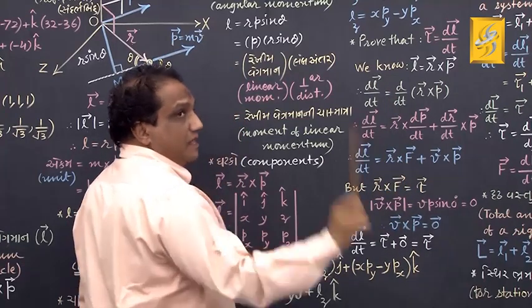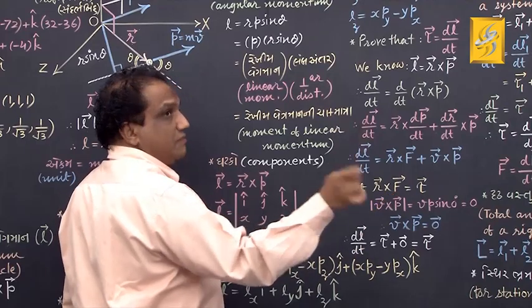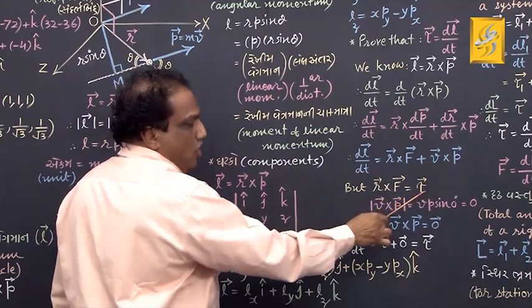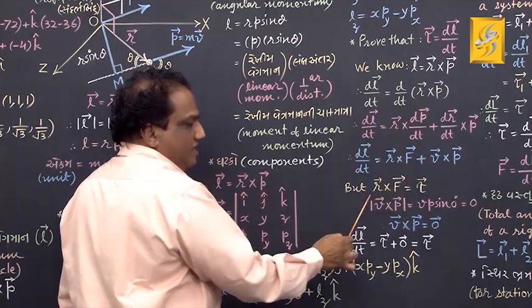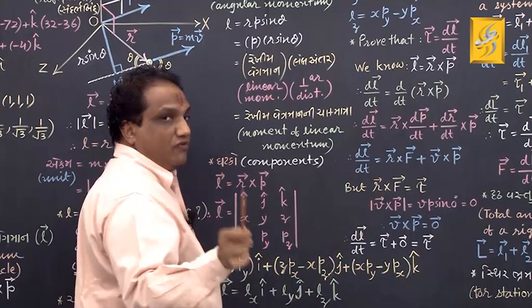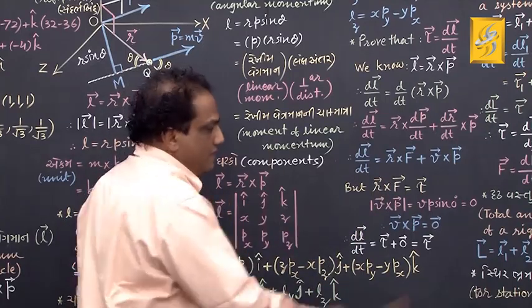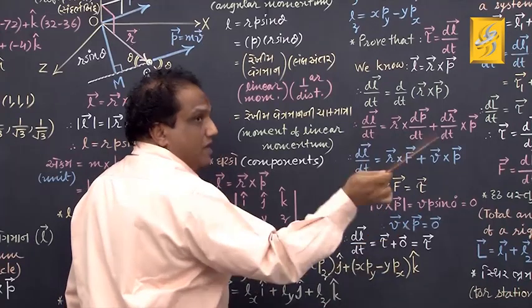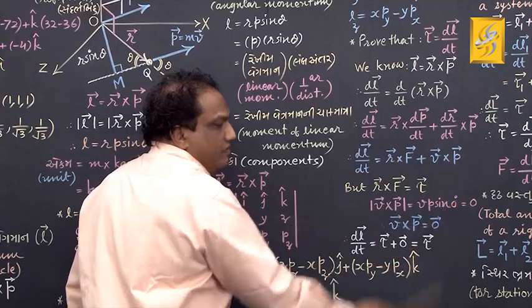Last time we defined vector r cross vector F. It is nothing but the torque vector, vector tau. Now let me find the magnitude of vector v cross vector p. The magnitude of vector a cross vector b is ab sin theta, that is, magnitude of the first vector multiplied by magnitude of the second vector multiplied by the sine of the angle between them.